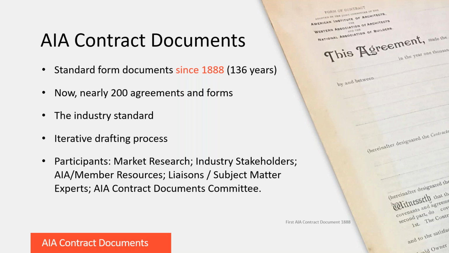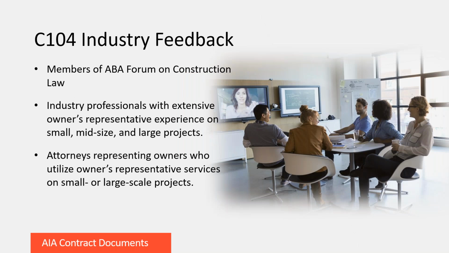With this in mind, Elisa, could you tell us a little more about the industry feedback we received when drafting the owner's representative documents? Yeah, you bet. So when we looked at industry feedback for the C104, really there's a few key things that we looked at. The first would be the role of the owner's representative's relationship with contractors, architects, suppliers. The second would be the various levels of authority that the owner's representatives typically see in their contractual relationships with the owner.